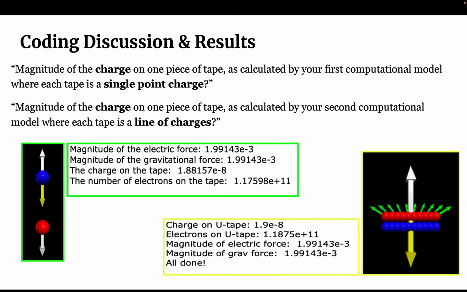This is my discussion of the coding. So these two diagrams on the left you'll see from part 1, on the right you'll see from part 2, and the results. So the gravitational and electrical force are going to be the same, but the charge on the tape will be different.